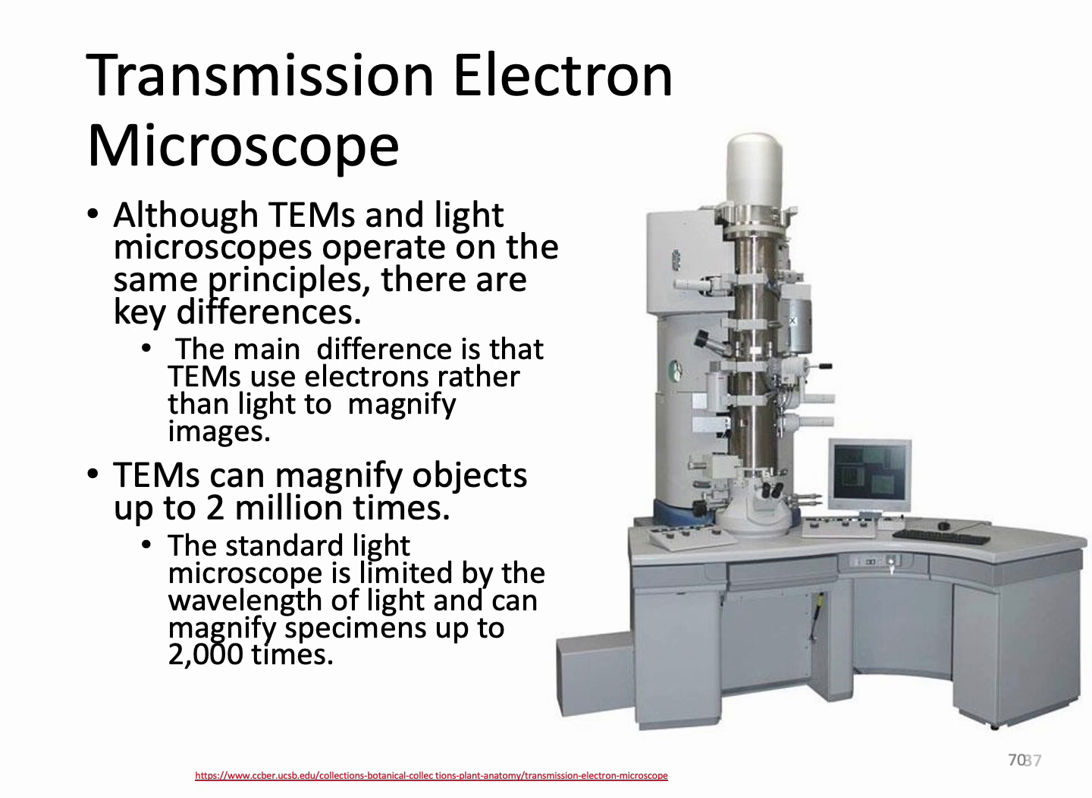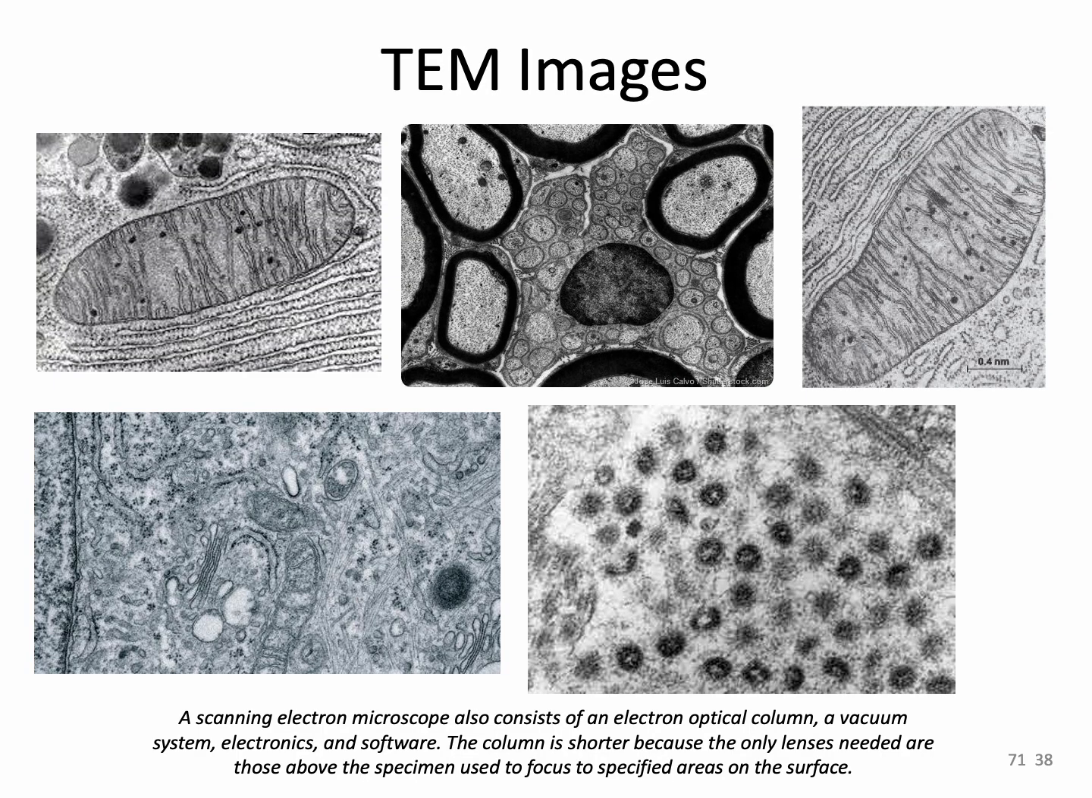The main difference is that TEMs use electrons rather than light to magnify images. TEMs can magnify objects up to 2 million times, whereas the standard light microscope is limited by the wavelength of light and can magnify specimens up to only 2,000 times. Here we can look at different TEM images, magnified up to 2 million times, and we are also able to analyze different structures.